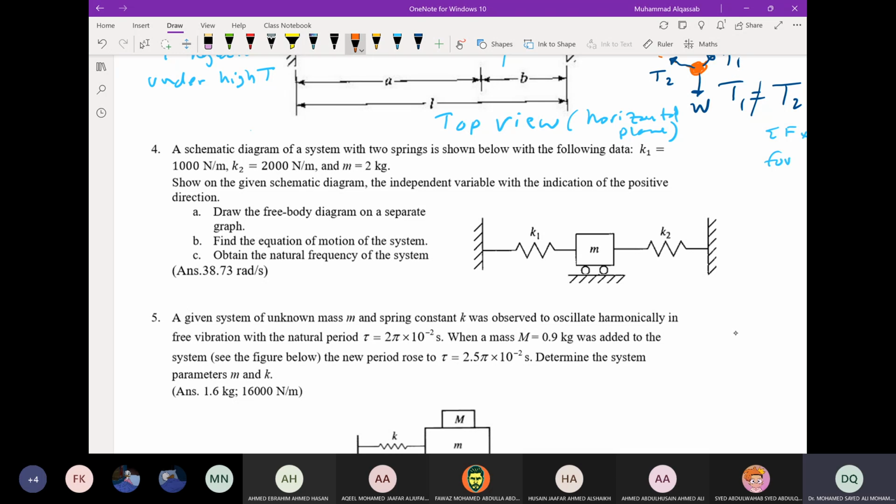The springs are in parallel because they have the same deflection. This is fixed here and fixed here. At the other point, the spring K1 is moving with X, and the spring K2 is also moving with X. So they are in parallel. So K equivalent is K1 plus K2, and the natural frequency is the square root of K equivalent over M. So the model of this is just one spring with one mass, and the K equivalent is K1 plus K2. Then omega n is the square root of K1 plus K2 over M.